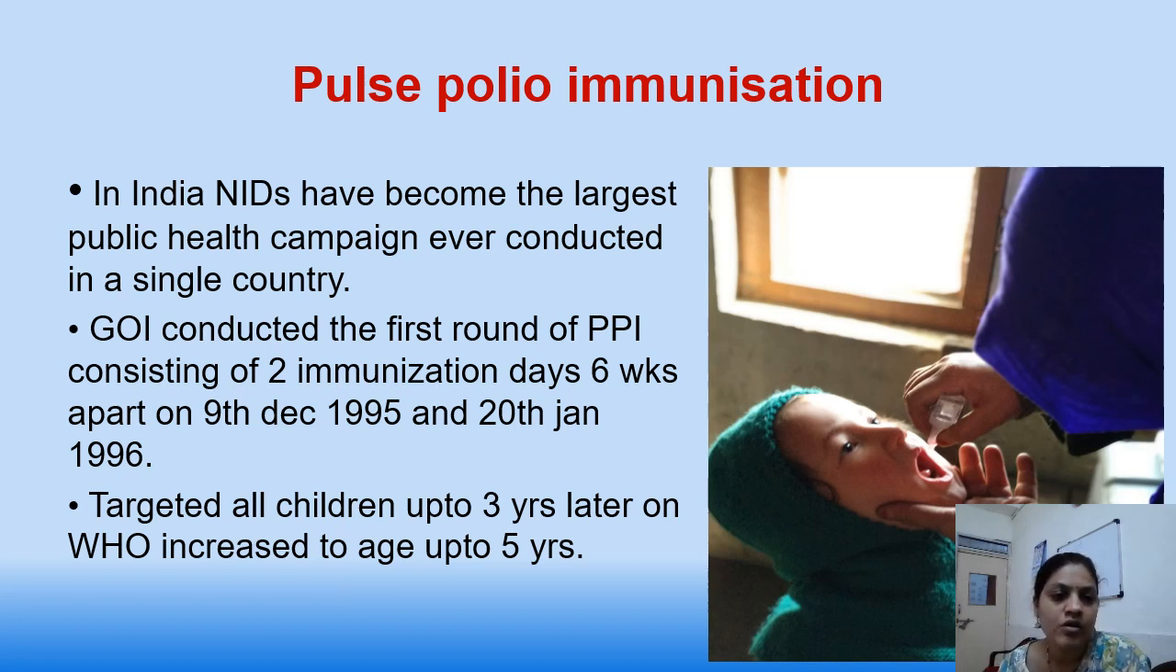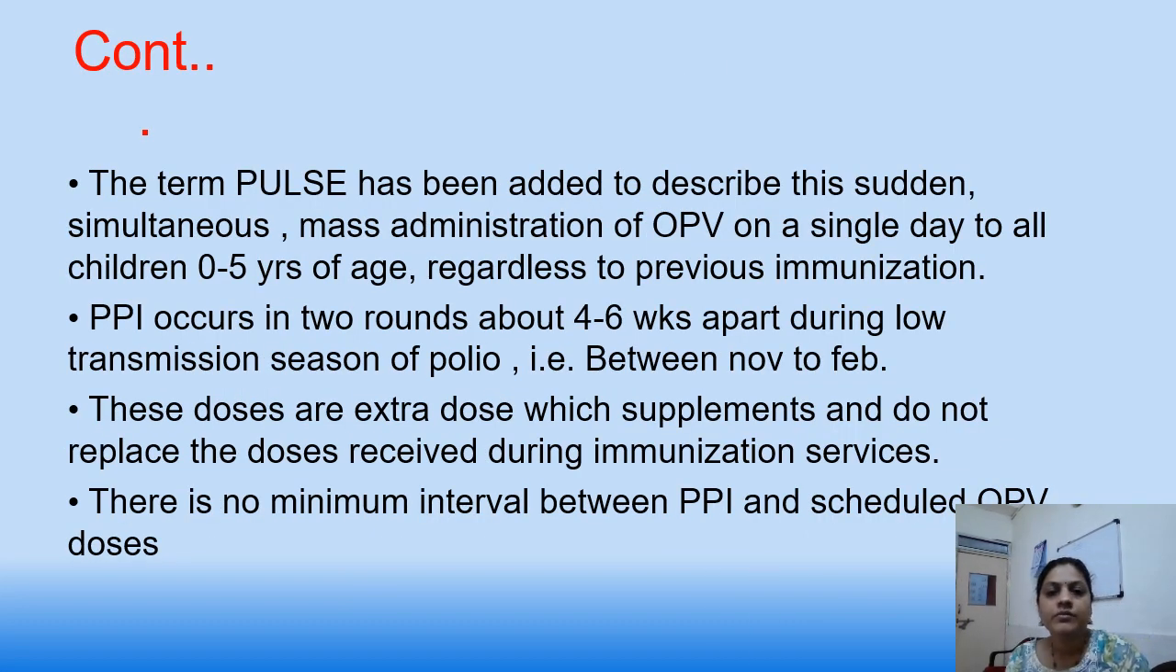The Government of India conducted the first round of PPI consisting of two immunization days 6 weeks apart on 9th December 1995 and on 28th January 1996. It targeted all the children up to 3 years. Later on, WHO increased the age up to 5 years. The term pulse has been added to describe this sudden simultaneous mass administration of OPV on a single day to all the children of 0 to 5 years of age regardless of previous immunization.